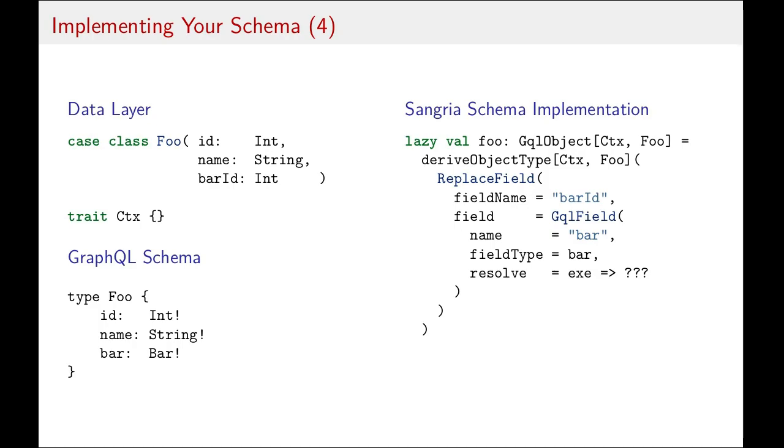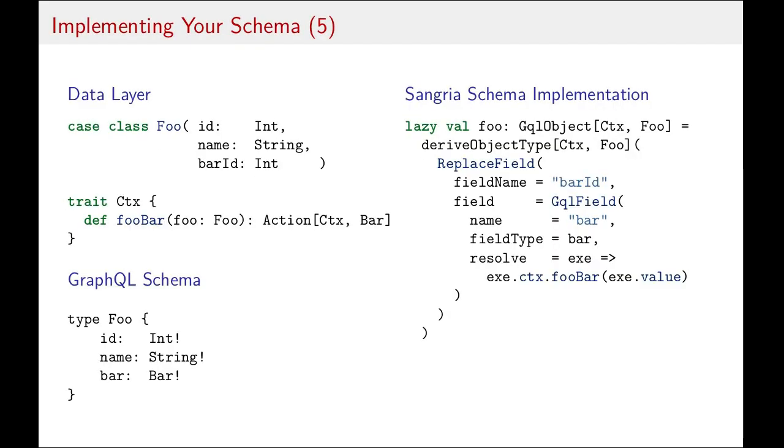In particular, it has a field called context, which has this type. It has a field called value, which has this type. So you're going to get passed the context and a foo, and then you're going to have to now say how you're going to get a bar from that. So let's see how we do it.